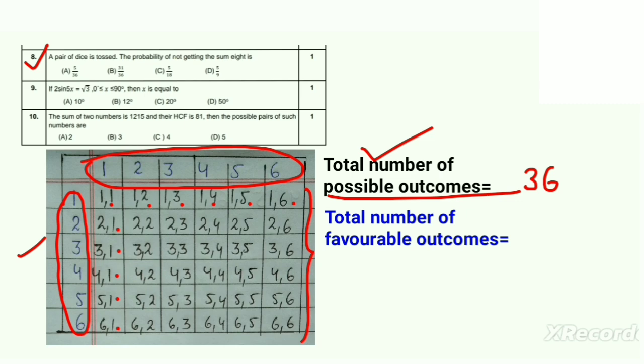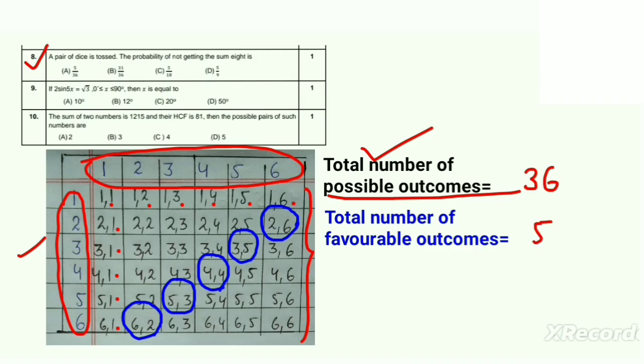And here favorable outcomes means the pairs of digits whose sum is 8, right? So here let's find the pairs of digits whose sum is 8. Like here 2 plus 6 is 8, 3 plus 5 is 8, 4 plus 4 is 8, 5 plus 3 is 8, and 6 plus 2 is 8. In this way, here we have obtained 5 pairs of digits whose sum is 8. So here the total number of favorable outcomes is 5.